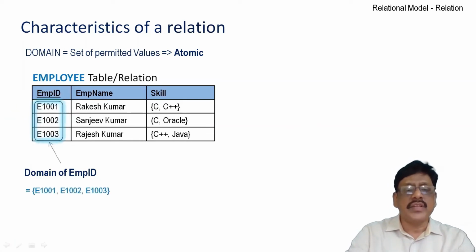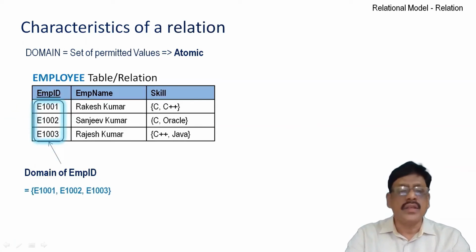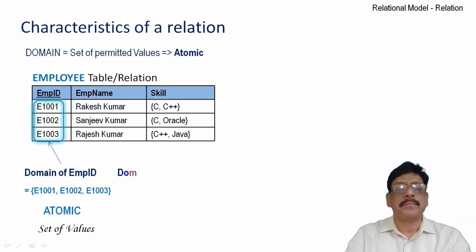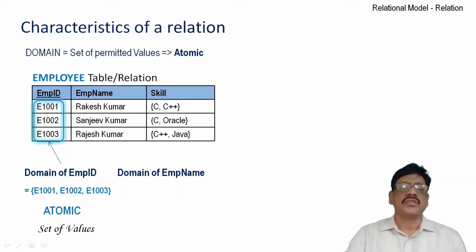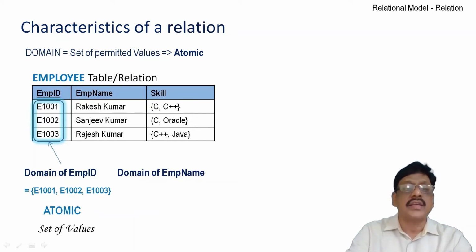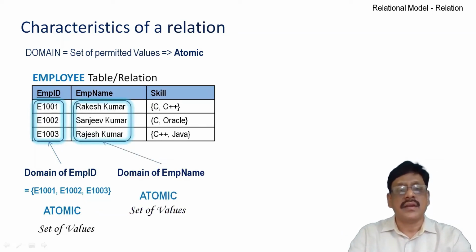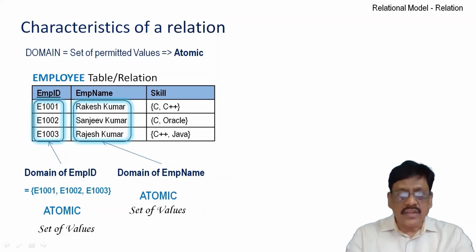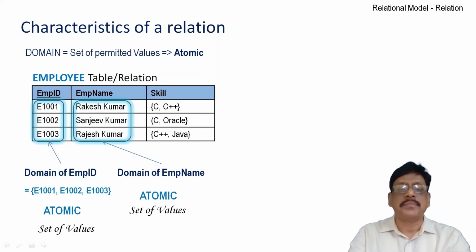So the domain of employee ID is equal to E1001, E1002, E1003. It is a set of values. In that way, it is called atomic. Similarly, the domain of employee name consists of, particularly in this example, Rakesh Kumar, Sanjeev Kumar, and Rajesh Kumar, and it is a set of values. That's why it is called atomic.